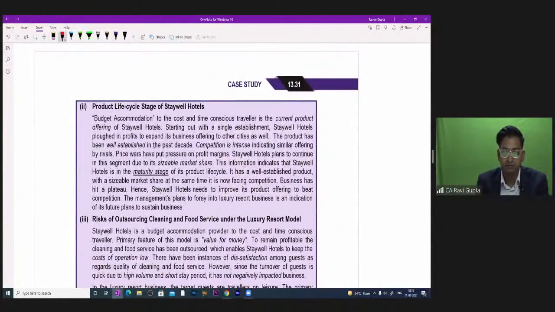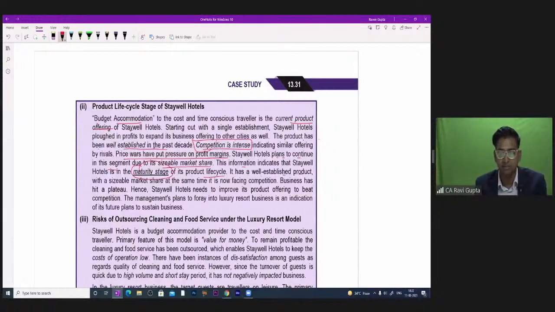Okay, so if we see the second part, budget accommodation to the cost and time conscious traveler is a current product offering of Stay Well. Starting out as a single establishment, Stay Well Hotels plowed in profit to expand its business to other cities as well. The product has been well established in the past decade. That means it is now well established. Competition is intense, indicating similar offerings by the rivals. Price wars have put pressure on the profit margin, and Stay Well Hotel plans to continue in this segment due to its sizable market share. This information indicates that the hotel is in a maturity stage of its product life cycle.